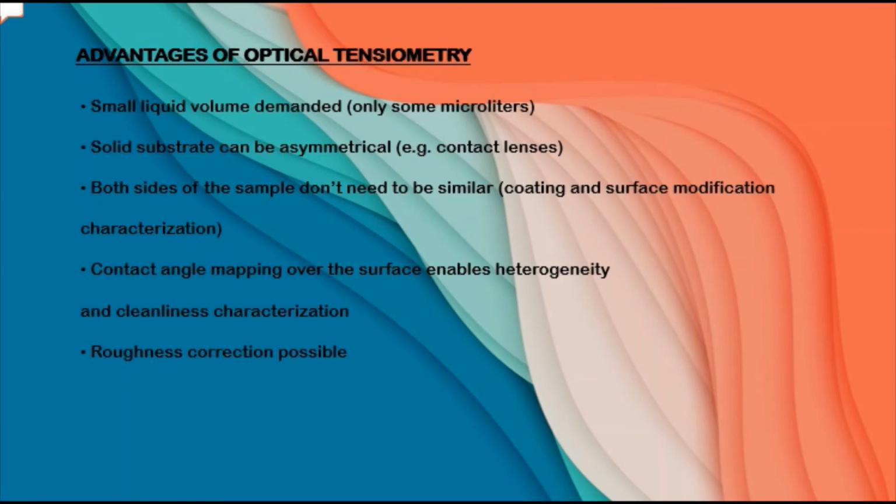These are the advantages of optical tensiometry. Optical tensiometry is the best choice when liquid-solid interaction and/or solid properties are measured in samples that are not homogeneous and regular in size and in shape. So the main benefits are the following: small liquid volume demanded, solid substrate can be asymmetrical, both sides of the sample don't need to be similar, contact angle mapping over the surface enables heterogeneity and cleanliness characterization. And lastly, roughness correction is possible.